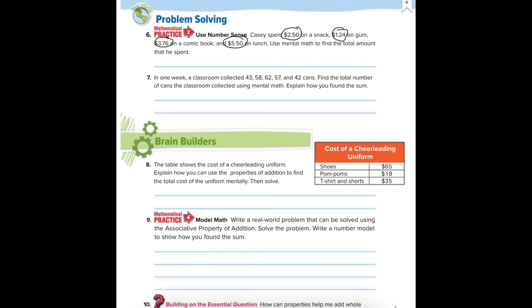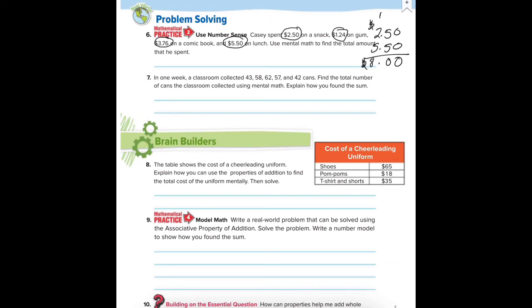So I'm going to add the 250 and the 550, because I know, to me, these are easy to add in my head first. I'm going to add 0. 5 plus 5 is 10. Drop down the decimal. 1, 2, 3 plus 5 is 8. So that right there is just $8.